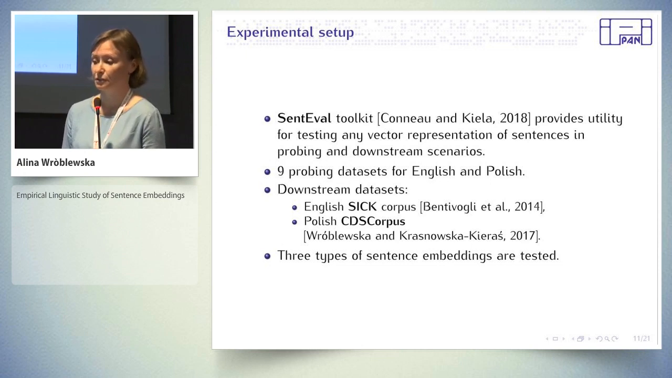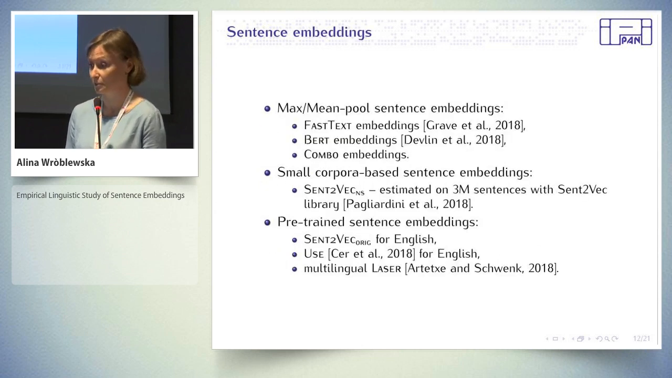As data, we have those 9 probing data sets for English and for Polish. And we use 2 external downstream data sets: for English, SICK corpus, and for Polish, CDS corpus. We evaluate various sentence embeddings, actually 3 types. The first are just max pooled sentence embeddings. They are obtained by pooling, max or min pooling, over word embeddings, and we used fastText embeddings, paired and combo embeddings.